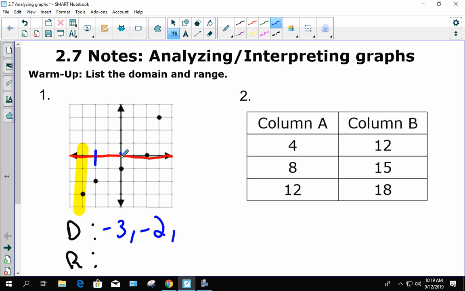My next one is right here, and that is at 0. Then I have one right here, which I think I forgot. No, I didn't forget it, which is 2. And then I have one right here, which is 3. Those are all the points on my domain.